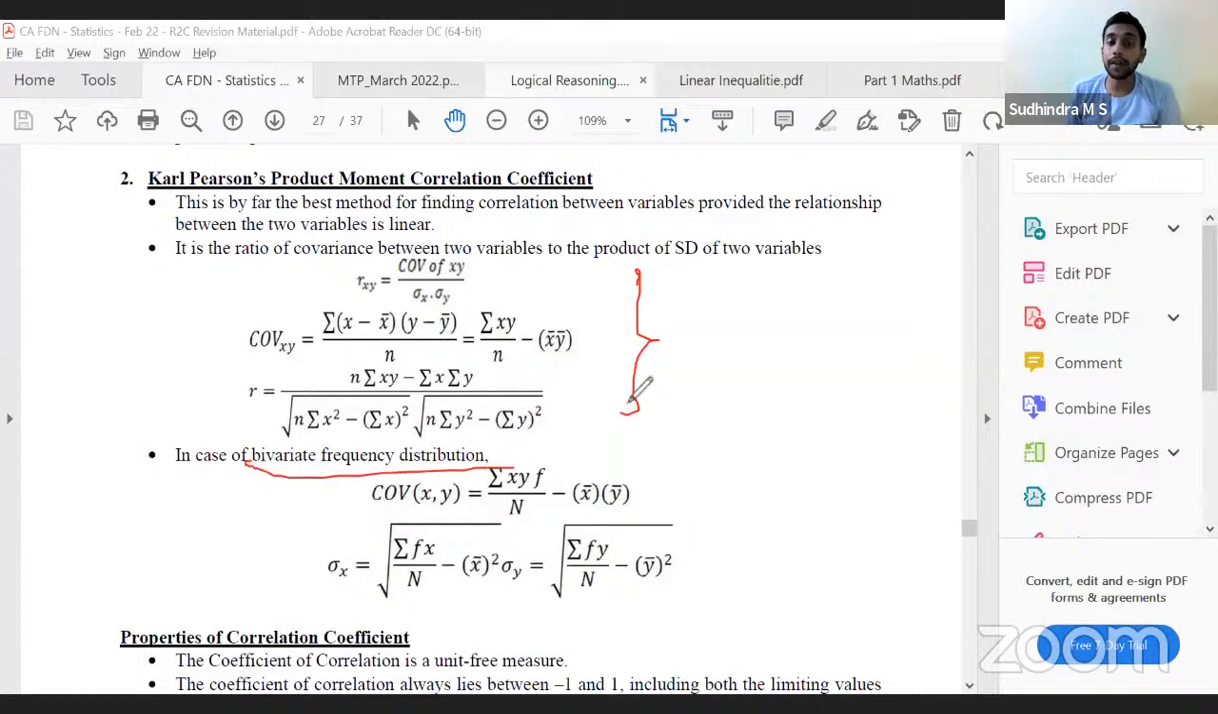However, in case of a bivariate frequency distribution with grouped data, we have to use frequencies as well. So in such cases, summation fxy by n minus x bar into y bar, whole divided by the standard deviations, where standard deviation of x would be root of summation fx square by n minus x bar the whole square, and standard deviation of y will be root of summation fy square by n minus y bar the whole square. Again, obviously, problems cannot be asked in the exam with regard to frequency data. If they ask, it would be ungrouped data only.